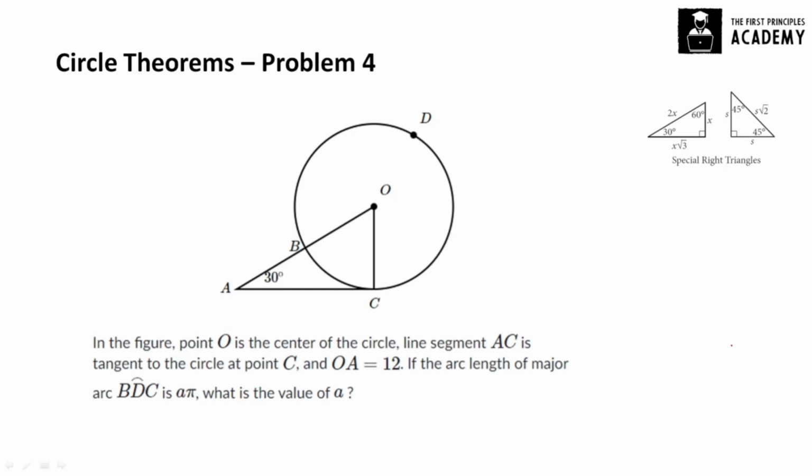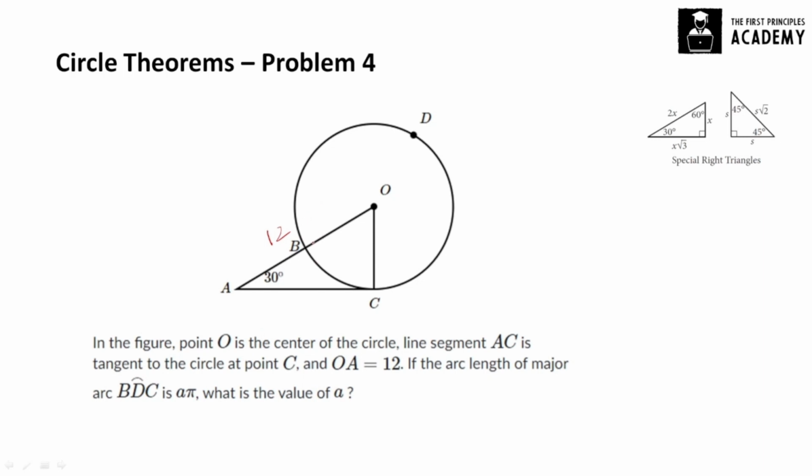So this is a more advanced problem on this topic. Now it says in the figure, point O is the center of the circle. Line segment AC is tangent to the circle at point C and OA is equal to 12. So we know this length, which is 12, OA. If the arc length of major arc BDC is A pi.